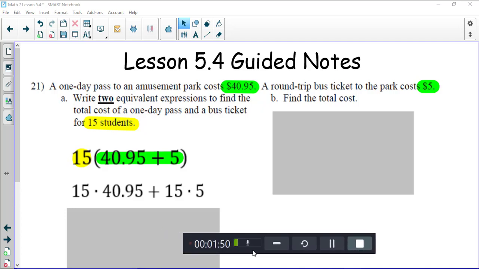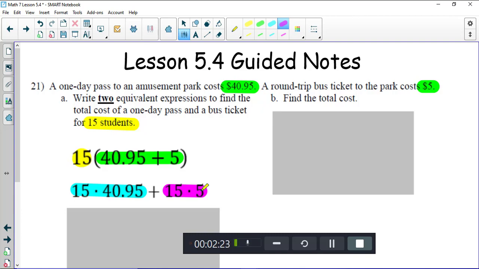That's as if I'm distributing the 15 to the $40.95, plus 15 times 5, again, distributing that 15 to the 5. Because each of the 15 students is going to get that one-day pass to the amusement park for $40.95. That's this first part. So I'm going to highlight that in blue. That represents the total cost for the amusement park for the 15 students. And then the second part represents the total cost for the bus tickets for the 15 students. And then, of course, we add them together to get the total cost.